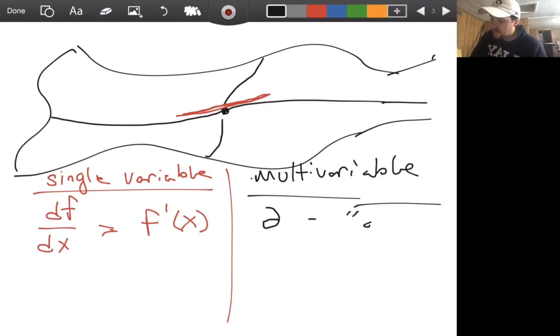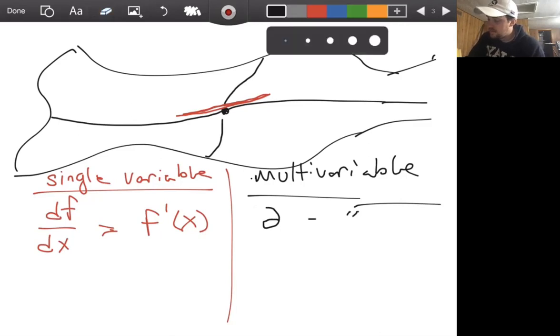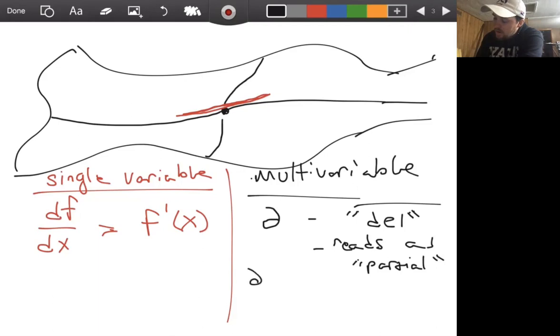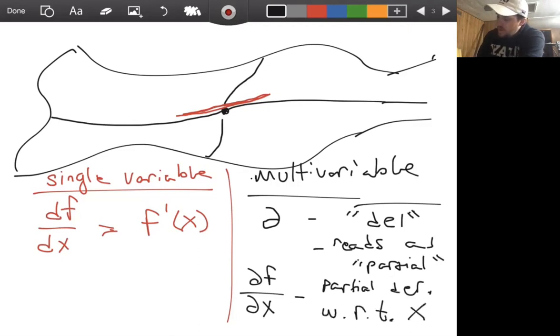The name of the symbol is a del, D-E-L. It's not a Greek letter or anything. It's just a symbol that mathematicians have made up. And it reads as partial. So when you want to describe the partial derivative with respect to x, you write partial of f partial x, right? Partial f partial x. This is the partial derivative with respect to x, okay?